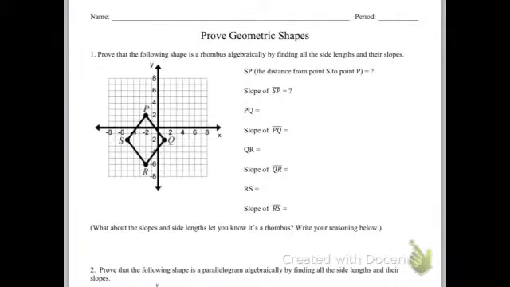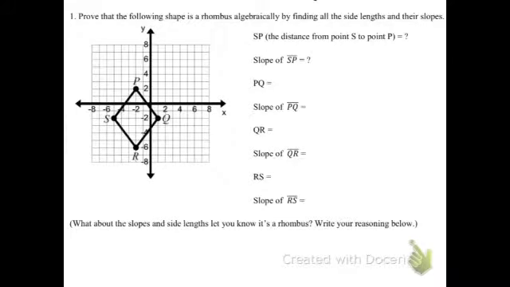Alright, time for the Prove Geometric Shapes assignment. So what you're doing on this is it'll ask you to prove that a shape is a certain type, and you just prove it algebraically. To do that, you need to get the slope and the length of each side, and then you'll write up, based on the slopes and the side lengths, how you know it's a rhombus or a parallelogram or a rectangle or a square or whatever.